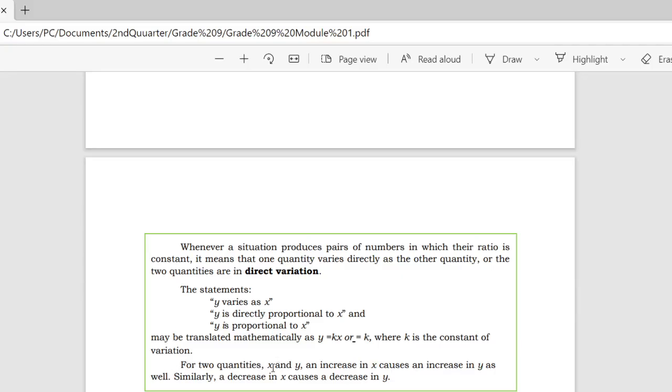So for two quantities, x and y, an increase in x causes an increase in y as well. A decrease in x causes a decrease in y. So, ibig sabihin, if yung value ng x is increasing, dapat yung value ng y is also increasing. If the value of x is decreasing, dapat yung value ng y must be decreasing also. So that you can say that the given statement illustrates direct variation. Okay.